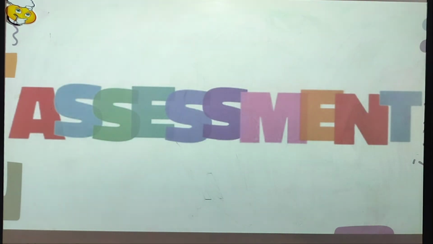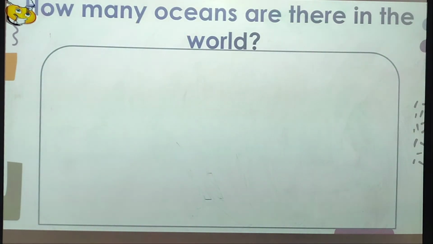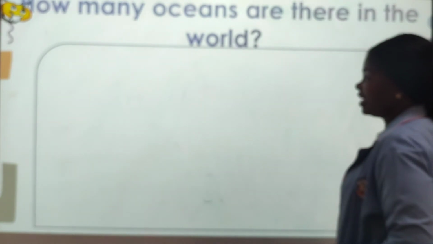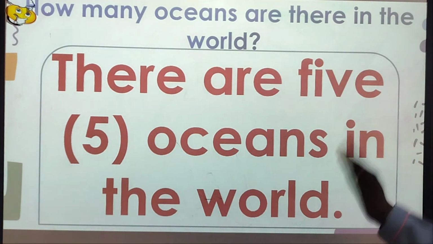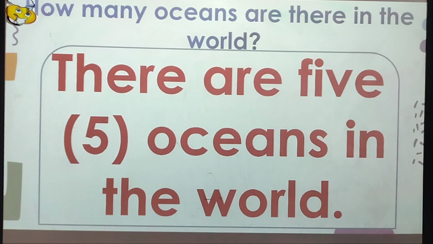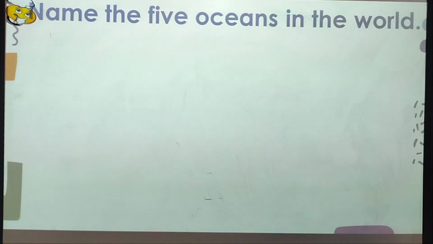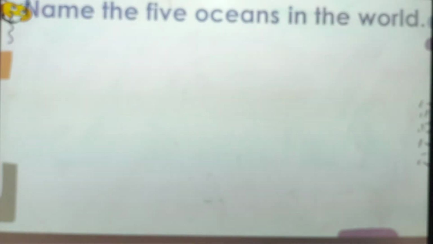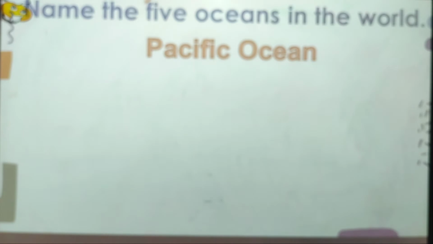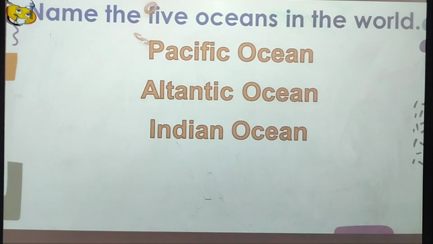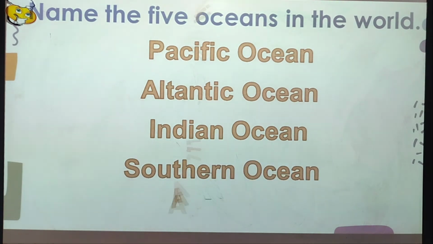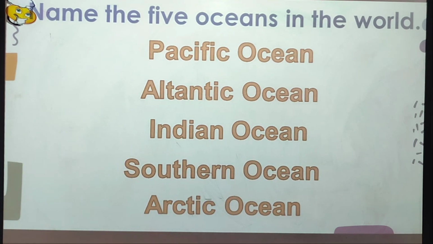Now, let's take a quick assessment of what we just discussed. How many oceans are there in the world? Can you tell me? Very good. There are 5 oceans in the world. Name the 5 oceans in the world. Pacific Ocean, Atlantic Ocean, Indian Ocean, Southern Ocean, and the Arctic Ocean.